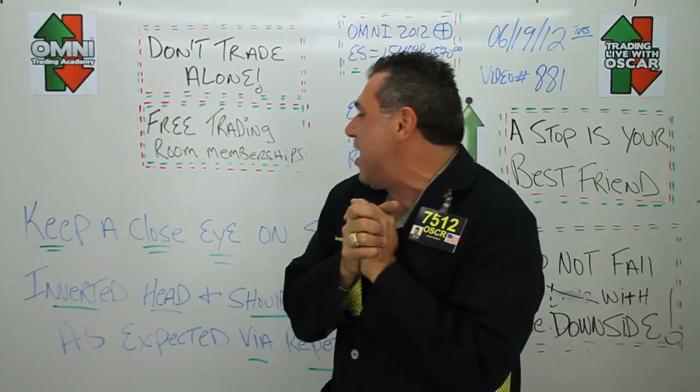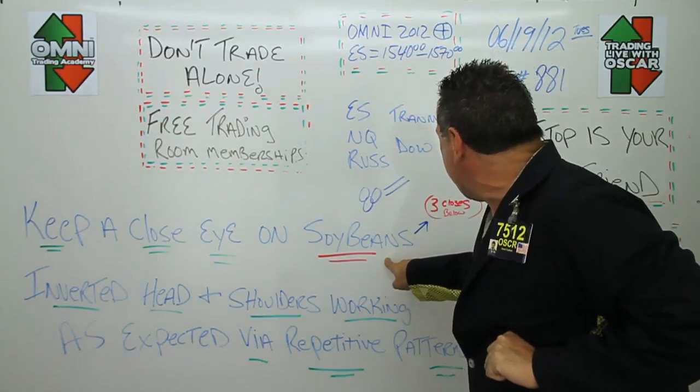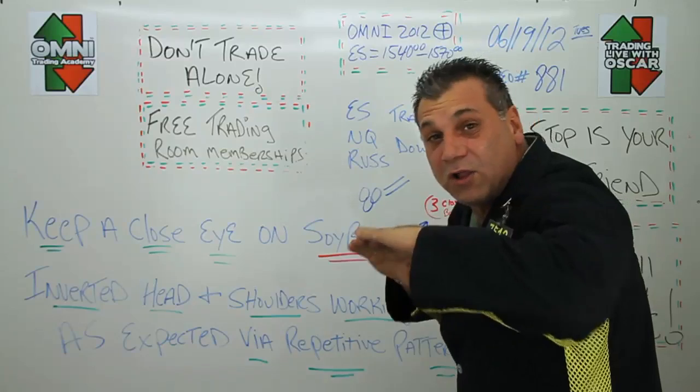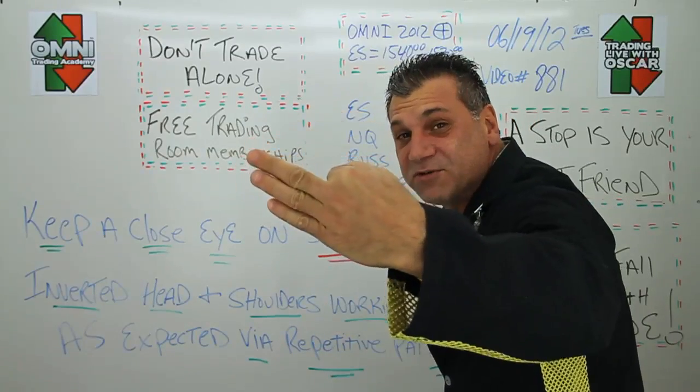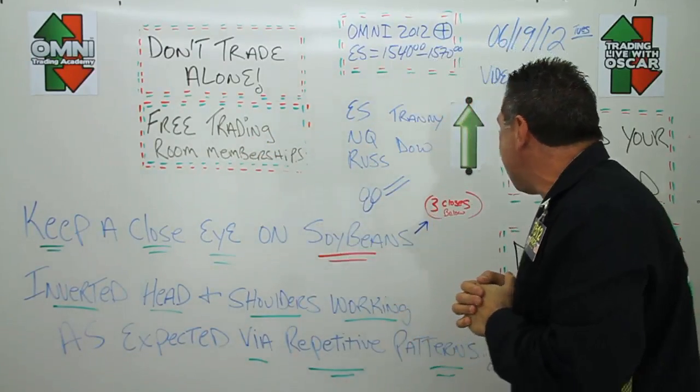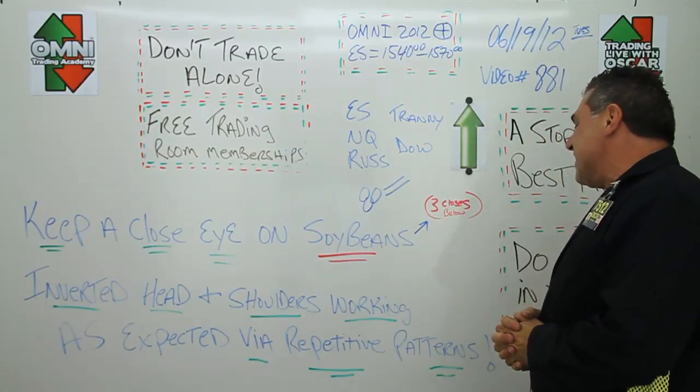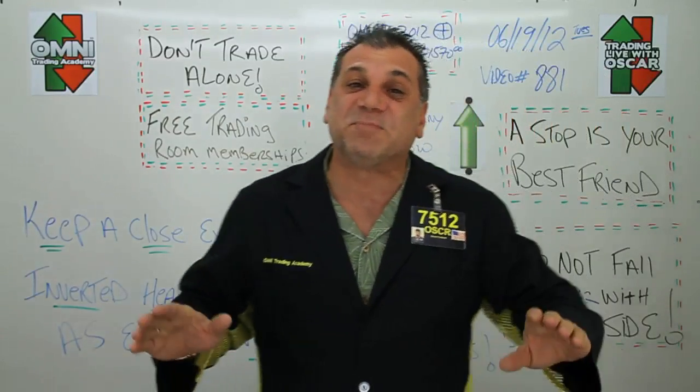Traders, here we go. We want to keep a close eye on soybeans because it has settled, closed 3 times in a row below a very key omni average, and the inverted head and shoulders is working as expected.